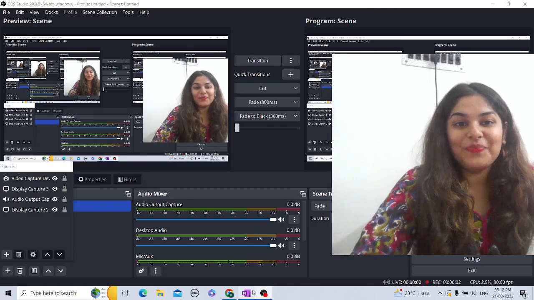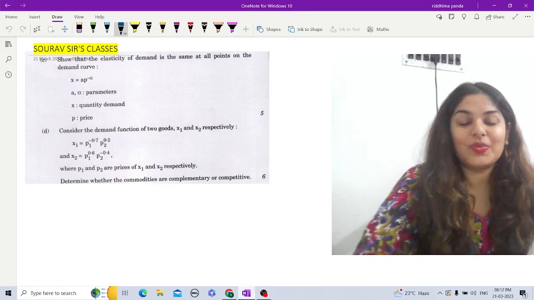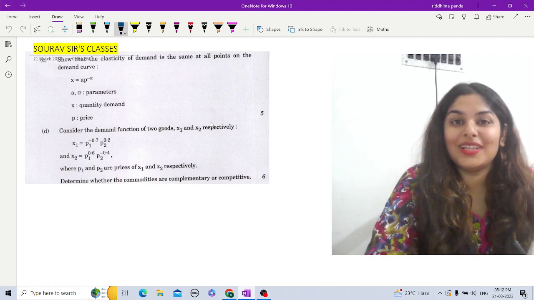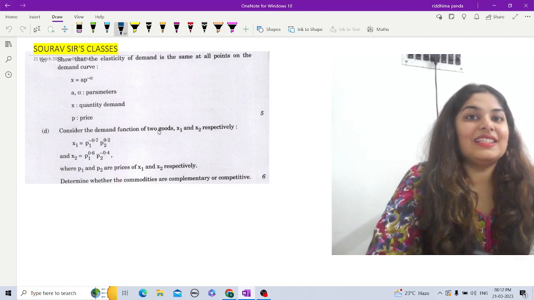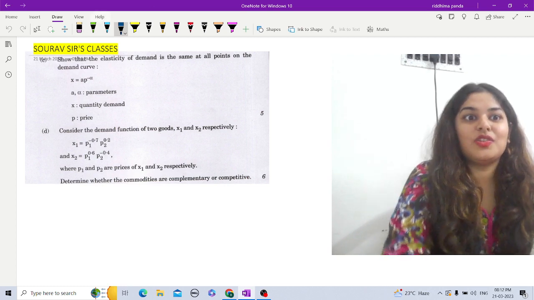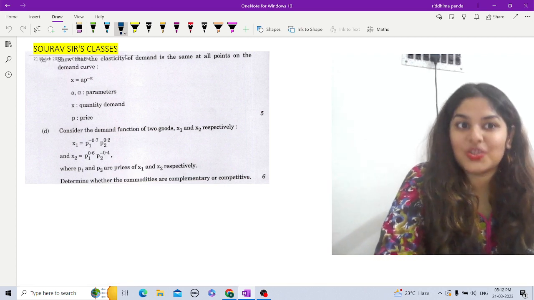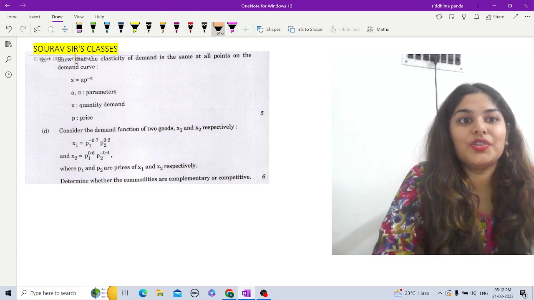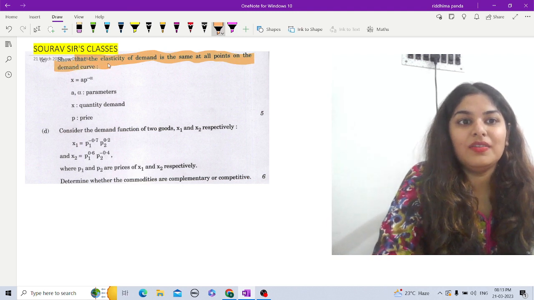Hey there. In front of you is another question from the Indian Economic Service. This question is about elasticity of demand and cross price elasticity of demand. To begin with, let's have a look at the first question. Here, they have asked you to show that the elasticity of demand is the same at all points on the demand curve, and this is the function that is given.